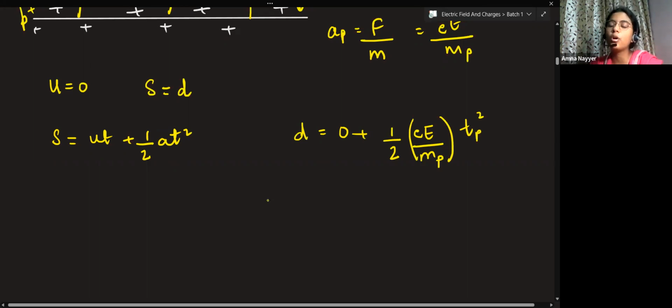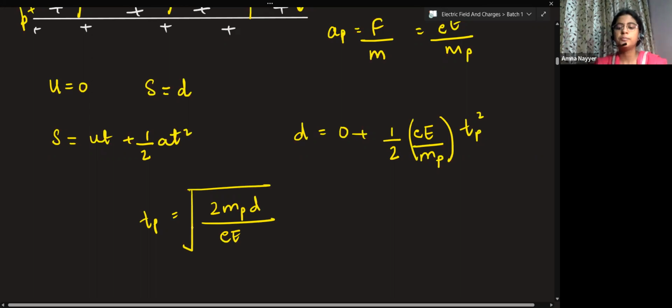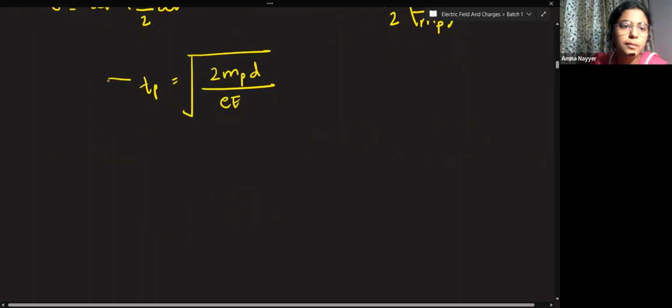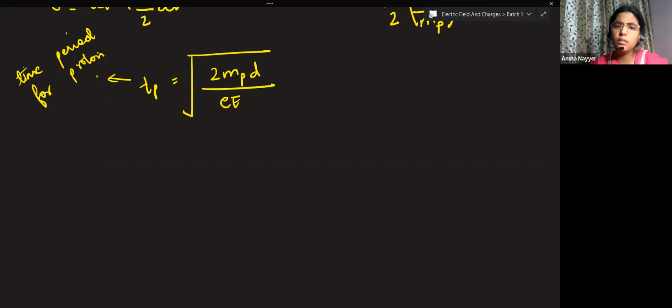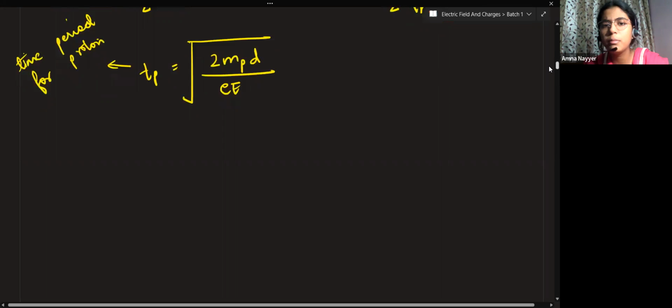So this is the time period for proton. From here, the time period of proton will be the square root of 2 mp small d divided by capital E. Tp means the time period for proton only. This is how you will be calculating. Had it asked you the initial velocity, if it were present, then you would be using the same equation, S is equal to ut plus half at square.